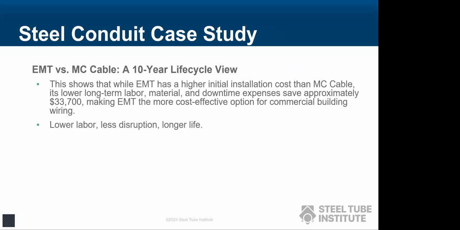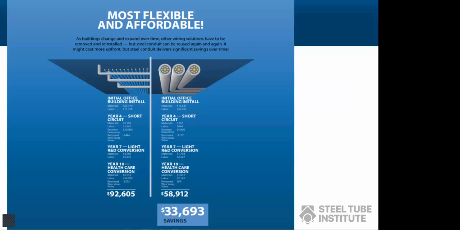So that is what we aim to do with this scenario we put up, where we compared MC cable versus EMT, which is the cheapest thin wall product that is a steel conduit product. And in the end, we showed over a 10-year life of this building, having gone through a couple of circumstances that are very reasonable that could happen to any building, there was a $33,000 savings, including the initial install being more expensive.